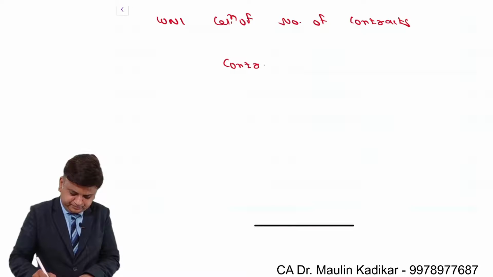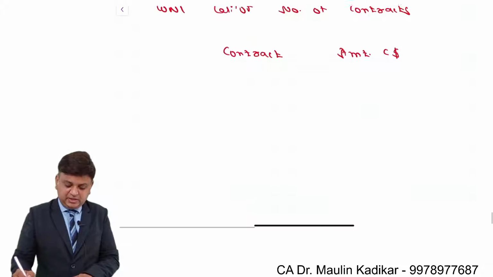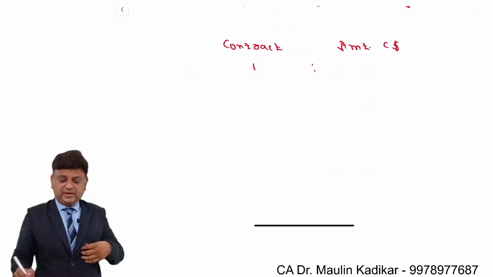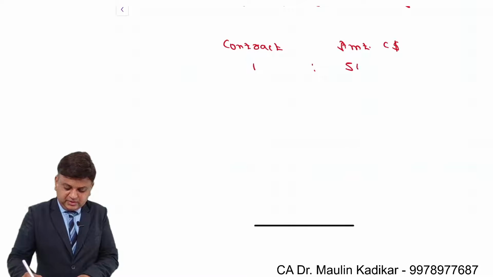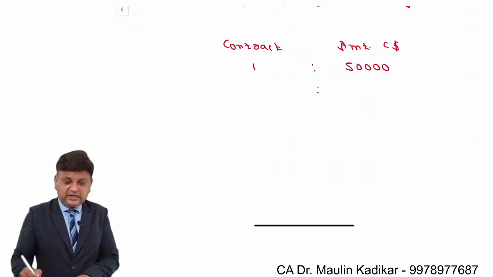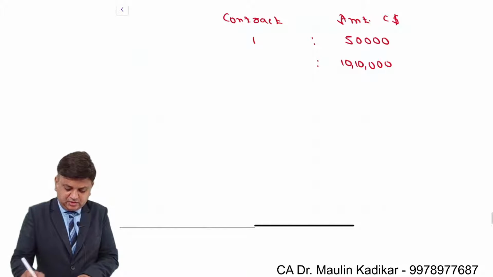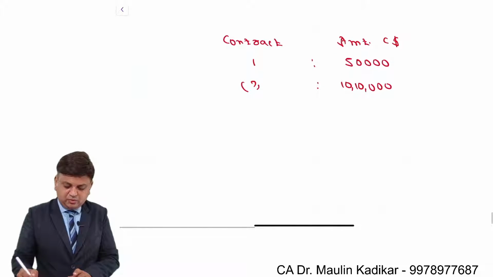Contract and amount, in Canadian dollar terms. If you enter into one contract, it is deemed that the transaction is entered upon for 50,000 Canadian dollars. The consideration is 10,10,000 Canadian dollars. So it is equal to this number of contracts in which you should enter upon.